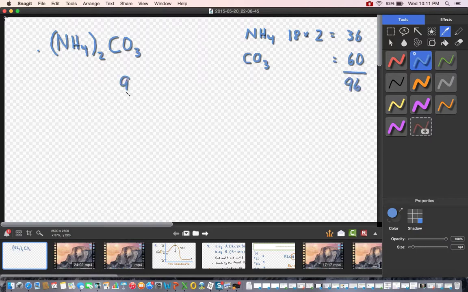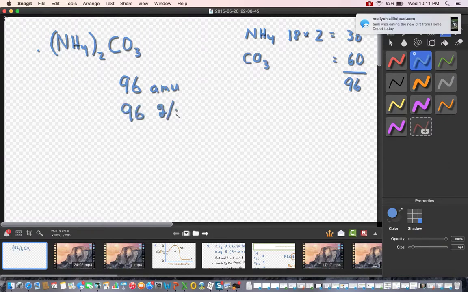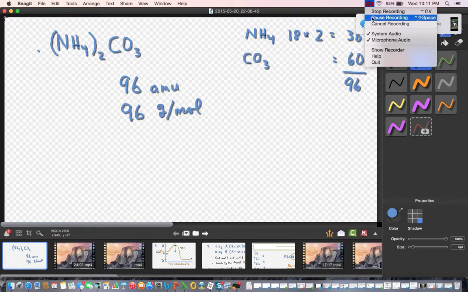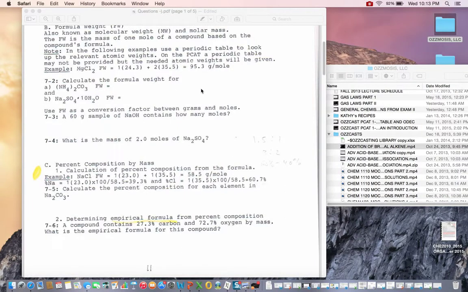So this will be 96 AMUs as a possible unit, 96 grams per mole is a possible unit. If we look at our second example, we have sodium sulfate decahydrate. Again, if we start thinking about functional groups or polyatomic ions and their charges and their masses rather than the individual atoms, these become a lot easier to handle.